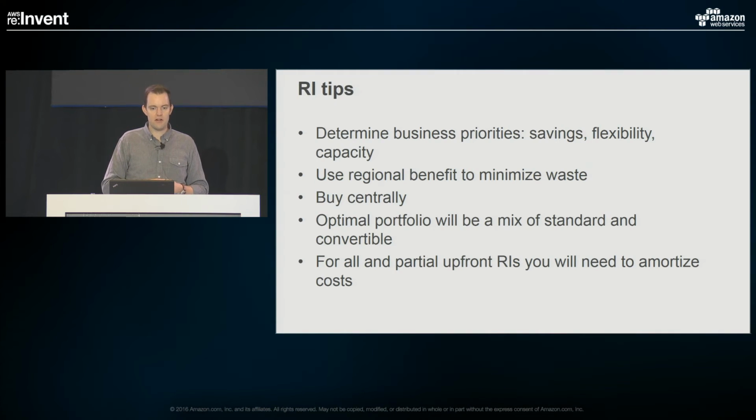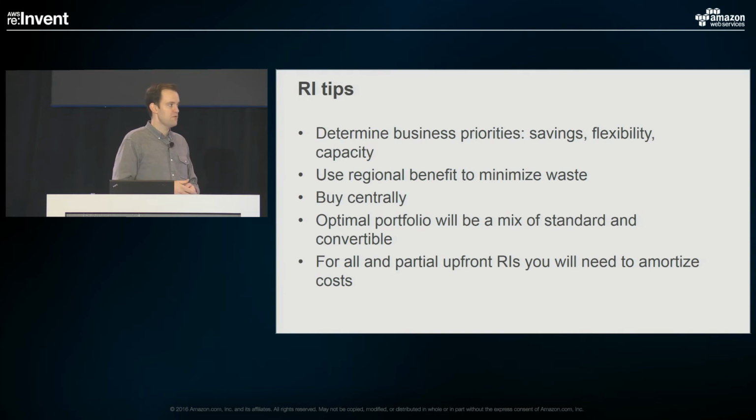So a few more tips for RIs. As I said before, definitely examine the business priorities when it comes to savings, flexibility, and capacity. Use the regional benefit definitely to minimize waste. The way this works is the regional benefit makes your RI apply to the region, not the AZ, which means that as your compute is moving around, so if your architecture is multi-AZ, you may want to heavily look at this because the odds are that you'll be better able to use every single one of those 8,760 hours because your compute's in different AZs.